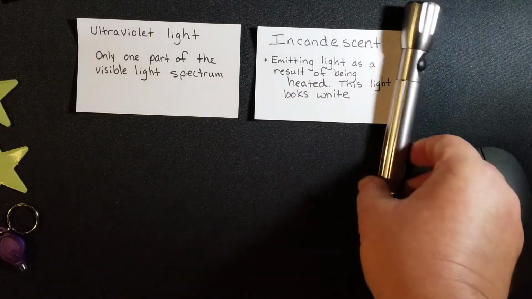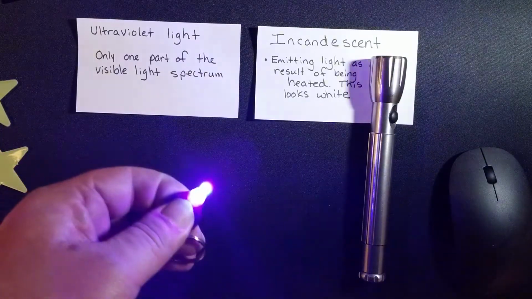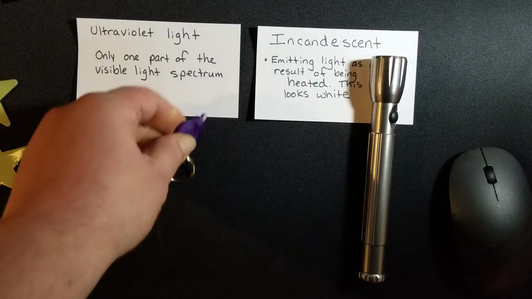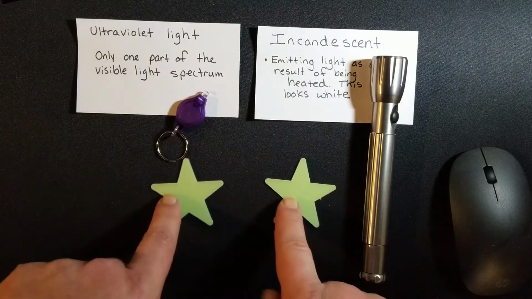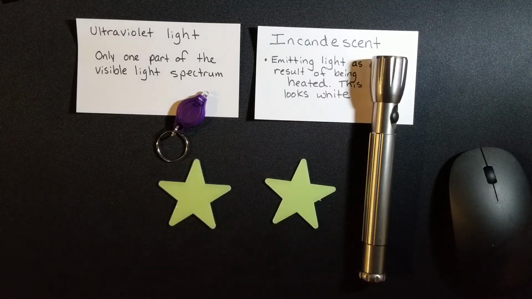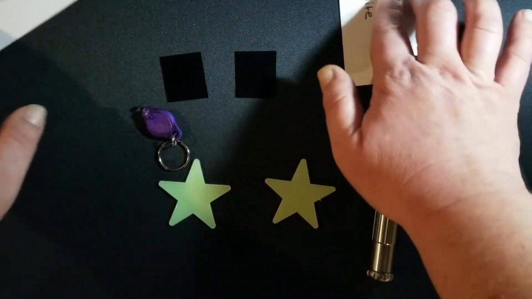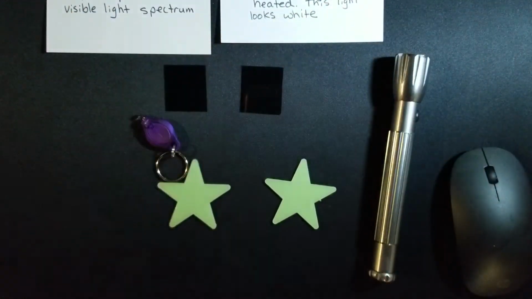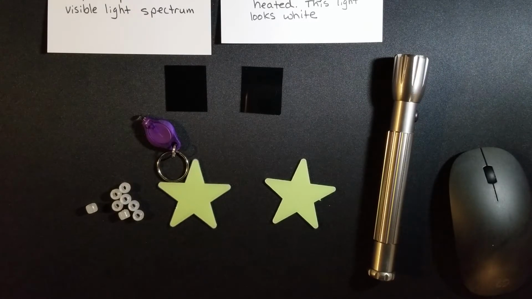So for incandescent, we've got our old friend, the flashlight here. And for ultraviolet, I got one of these little keychain lights that you see sometimes. Then we've got some things we're going to test them on. I've got some glow-in-the-dark stars here. That should tell us whether the different kind of light is giving us a different result. I've got some of the liquid crystal paper squares that I had in the last video. And then I've got some of these glow-in-the-dark beads here. I think they're glow-in-the-dark beads. I've never seen much like it.